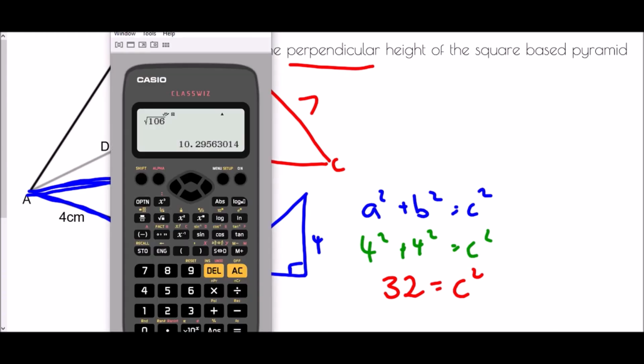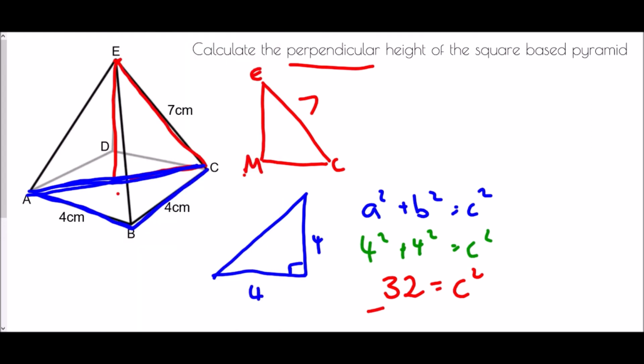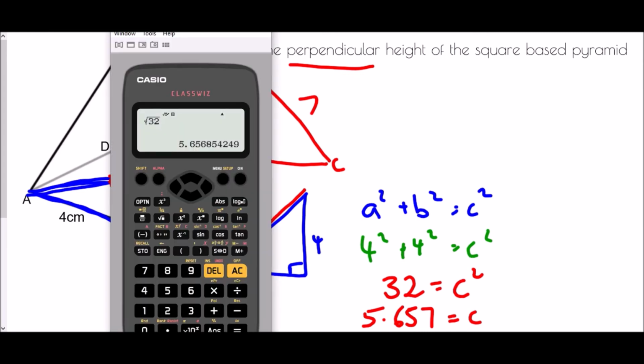So again, we'll grab our calculator, square root of 32, and it comes out at 5.657. Now, that is the length all the way across here, going from A to C. But M is the midpoint of the square base, and therefore it is only actually half of that length. So the next thing is, if I want to get the length here, M to C, I need to half that value. So I'm just going to go back to my calculator and I'm going to divide by 2, and that is 2.828.